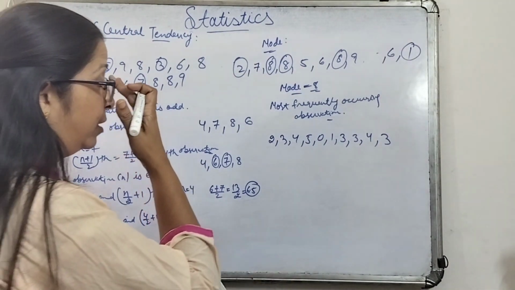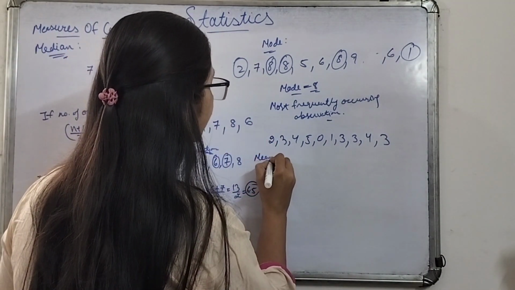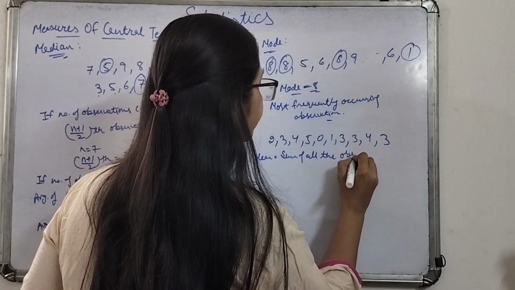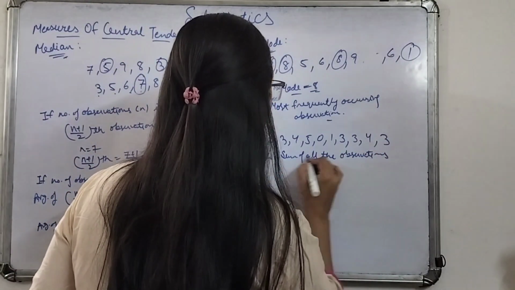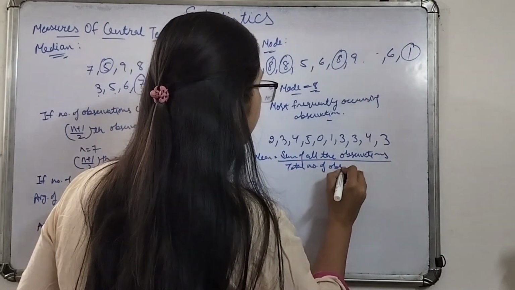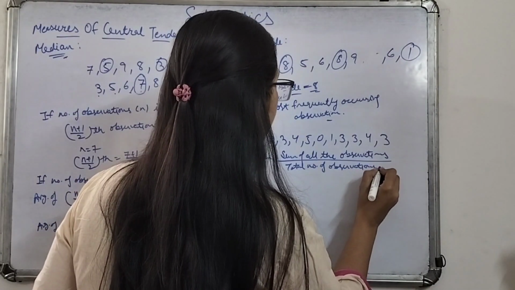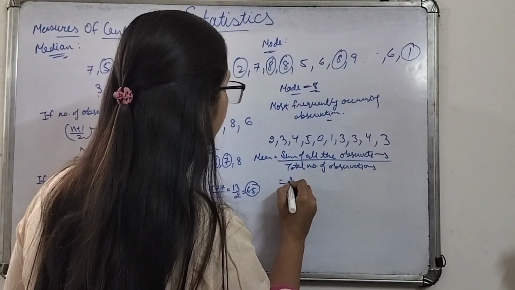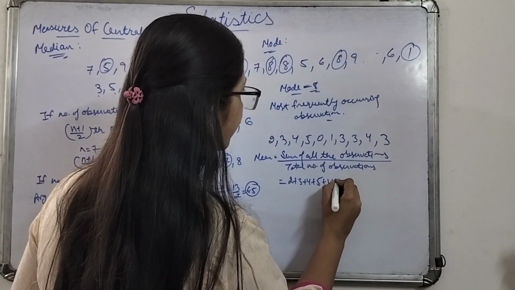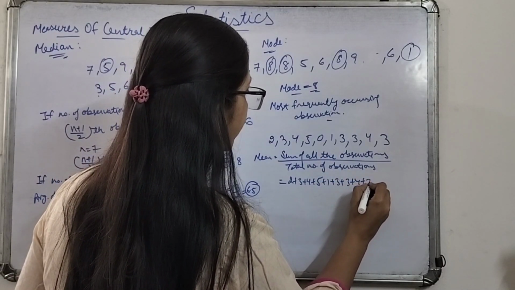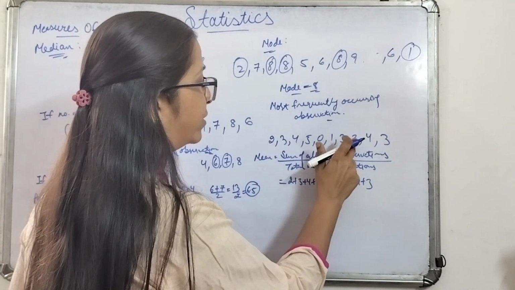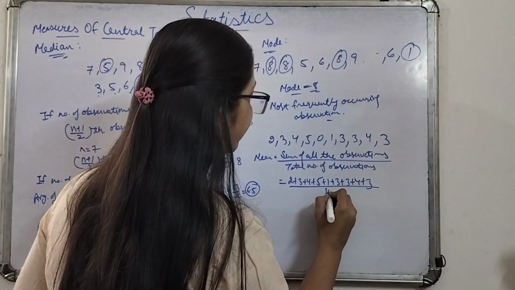First of all, we are finding the mean. Mean is the sum of all the observations divided by the total number of observations. So first we add all these observations: 2 plus 3 plus 4 plus 5 plus 0, I am not writing it, plus 1 plus 3 plus 3 plus 4 plus 3. But the 0 will still be counted in the number of observations. 1, 2, 3, 4, 5, 6, 7, 8, 9, 10 is the number of observations. So we will divide by 10.